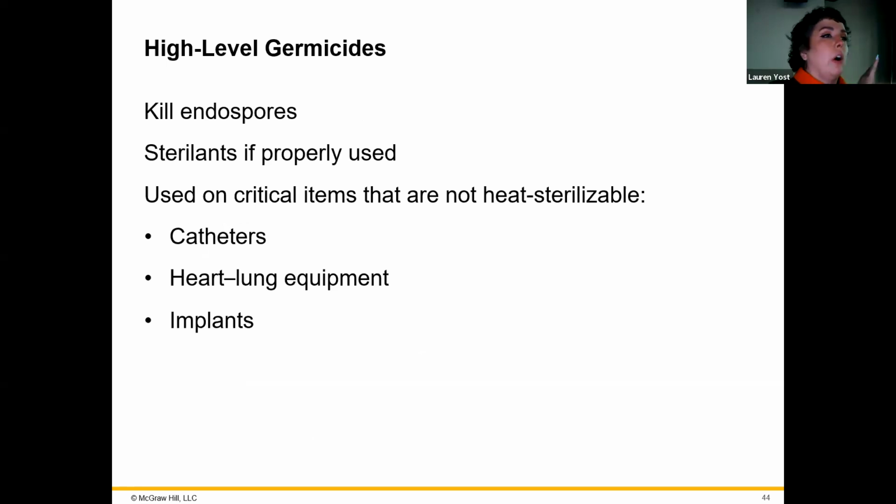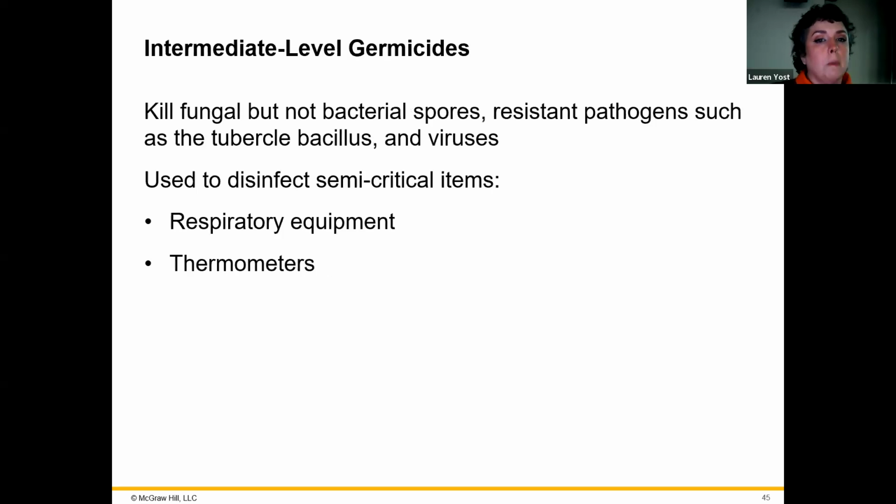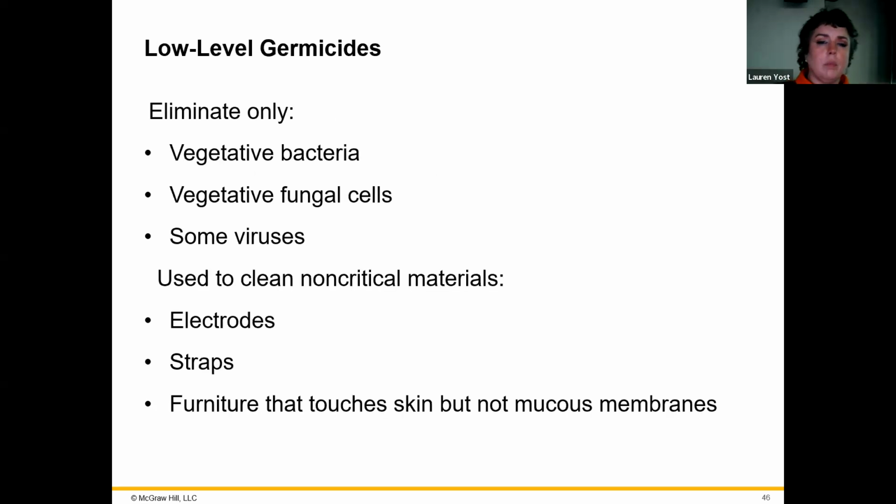If you are high level germicidal, these are things that kill all microbes, even endospores, and so these are used on our critical items. This would include catheters, heart-lung equipment, and implants. Whereas our intermediate level is for what we call semi-critical items, which come into contact with the mucous membranes. This would include respiratory equipment or thermometers. And then our low-level germicides would be for surfaces and things that come into contact with intact skin or otherwise healthy people.